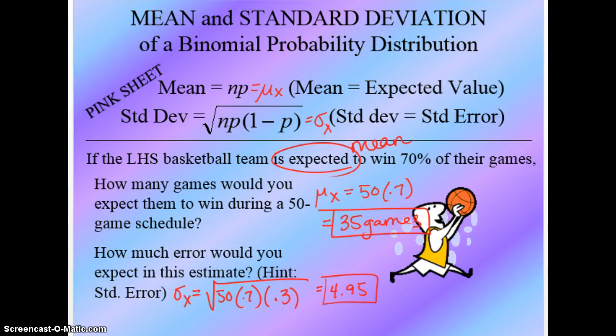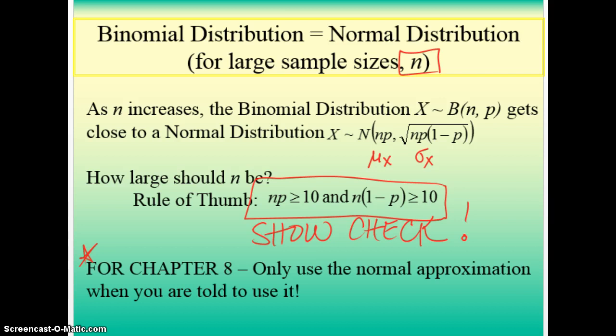Here's examples of why you would use the mean and standard deviation. Or you can take it even further: if this rule of thumb is satisfied, then the binomial can actually function as a normal distribution, of course, as long as n is large enough. And here's how we check that. And you always show it and you always check it.